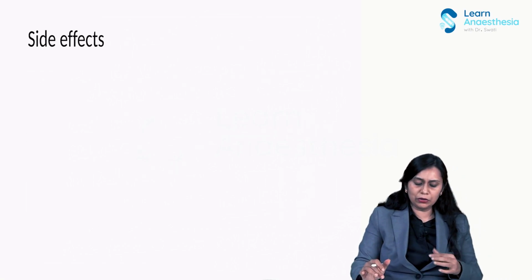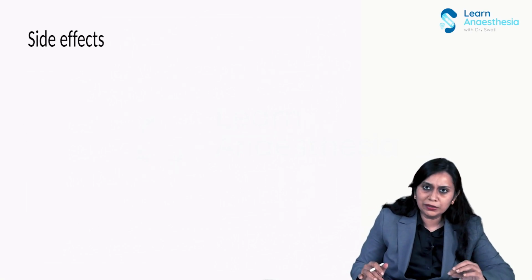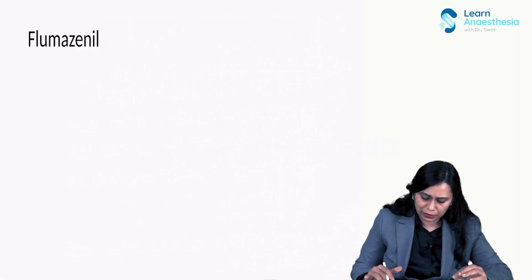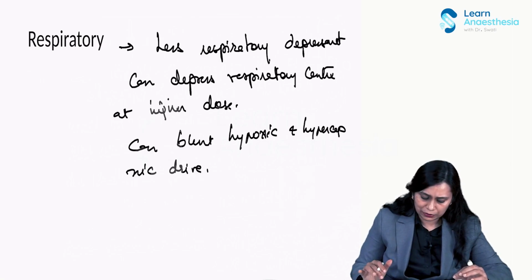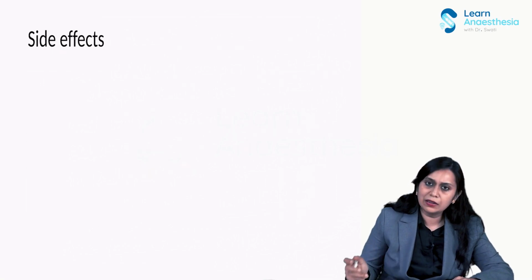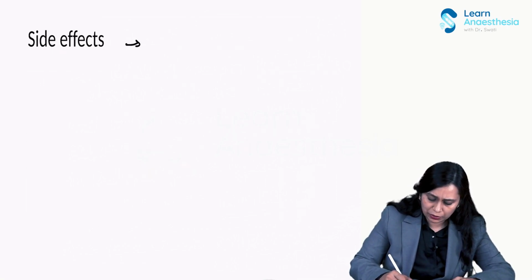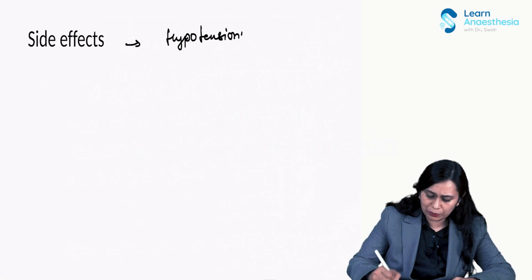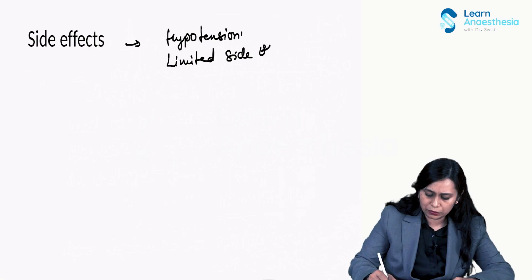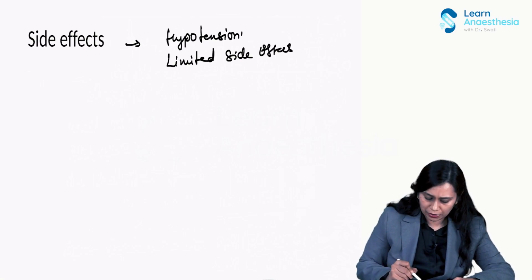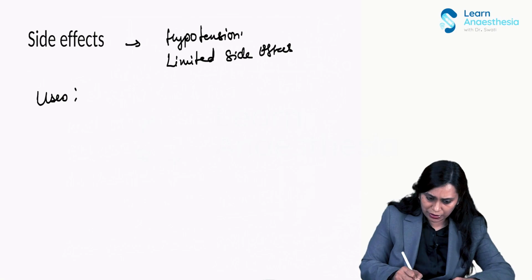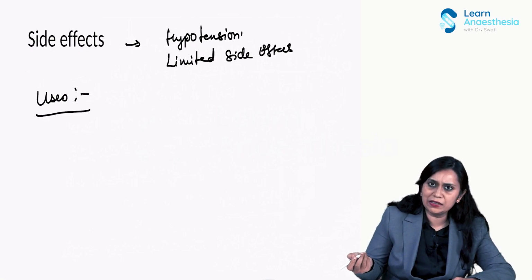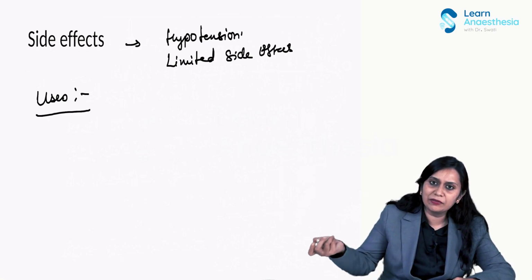Now let us see uses and side effects. But before the uses, let us see the side effects. What can it produce? It can produce hypotension, but limited side effects, not much side effects. Then uses, we mostly use it in anesthesia for pre-medication and for anxiolysis.